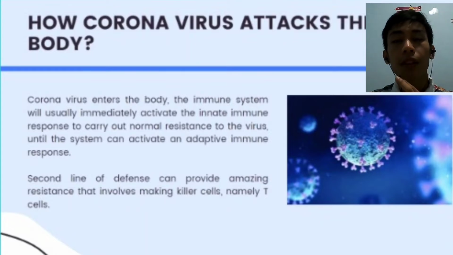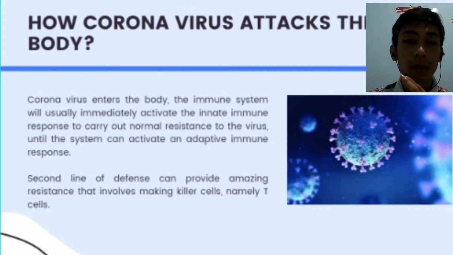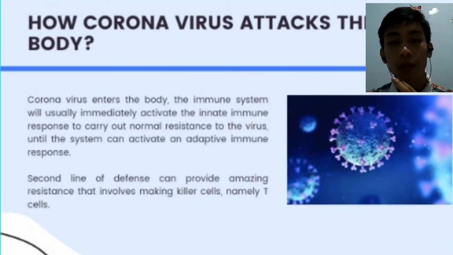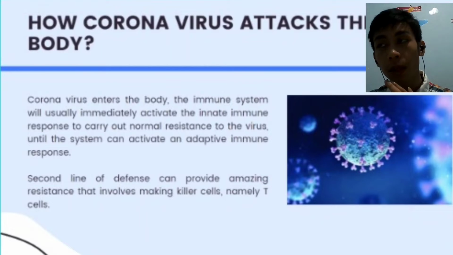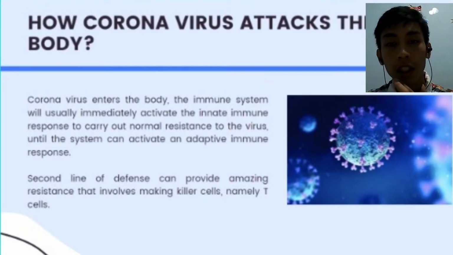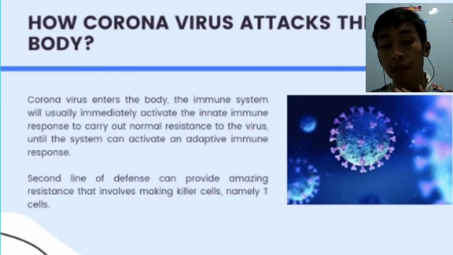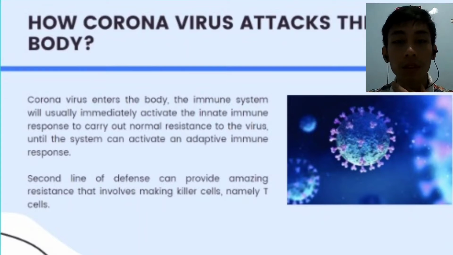When an attacker such as the coronavirus enters the body, the immune system will usually immediately activate the innate immune response to carry out the normal resistance to the virus until the system is mobilizing a stronger adaptive immune system against the virus. This second line of defense can provide amazing resistance that involves making killer cells, namely T cells.